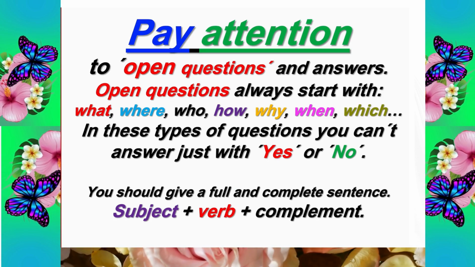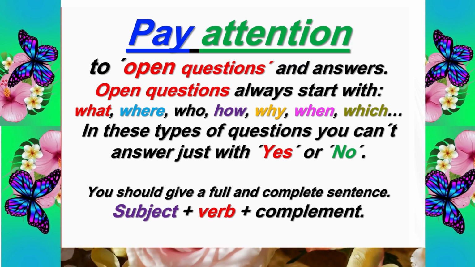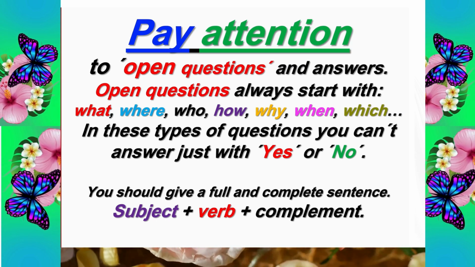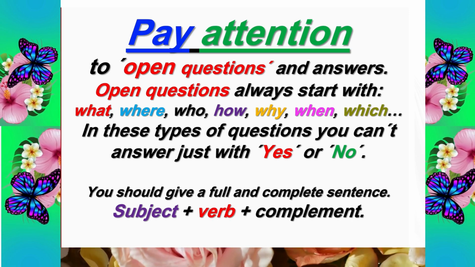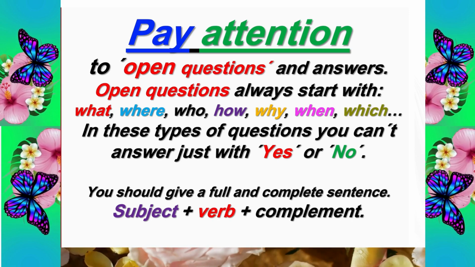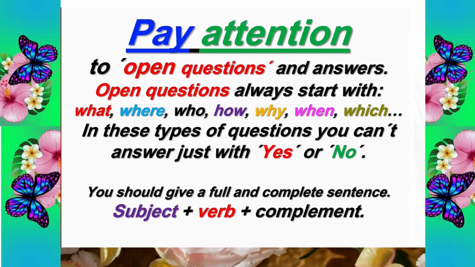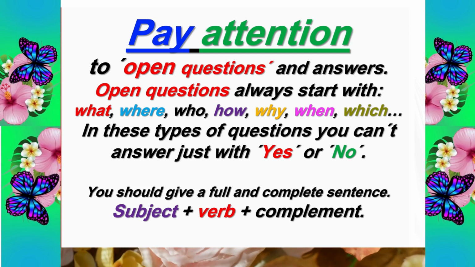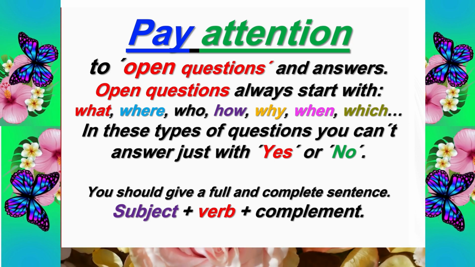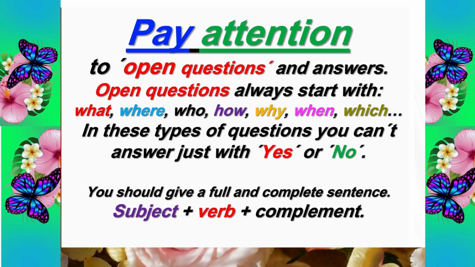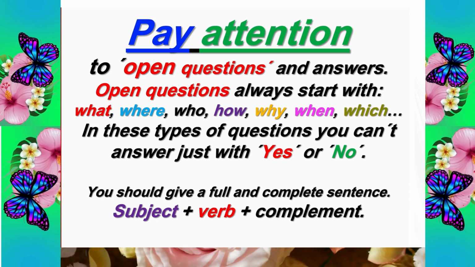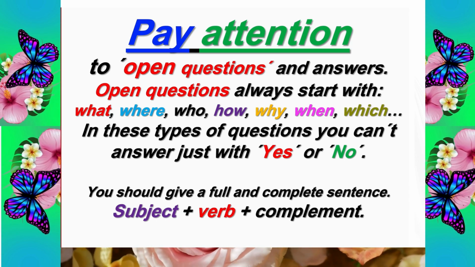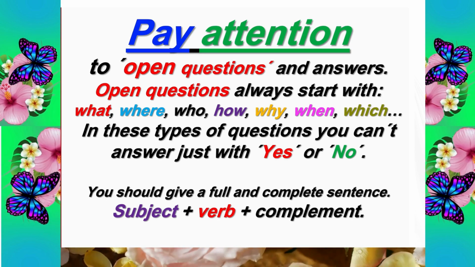As I explained in the previous lessons, we have two types of questions in English. We have open questions. The open questions always start with what, where, who, how, why, when, which. In these types of questions, you can't answer just with yes or no. We answer yes or no in closed questions. But in open questions, you should give a full and complete sentence. So subject plus verb plus complement.